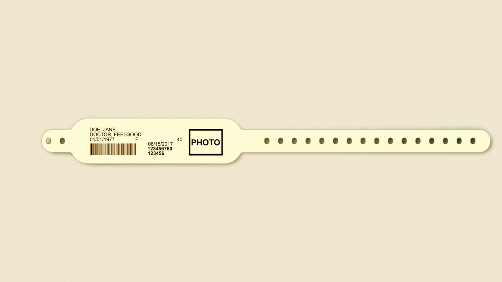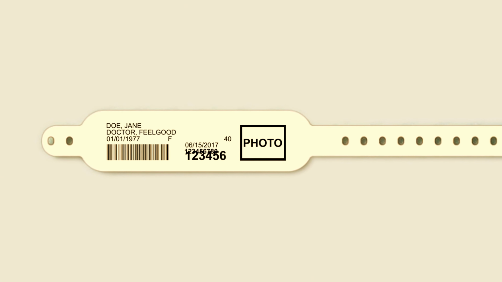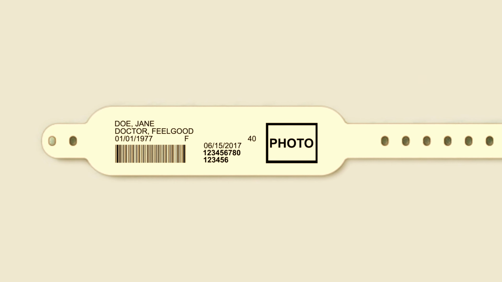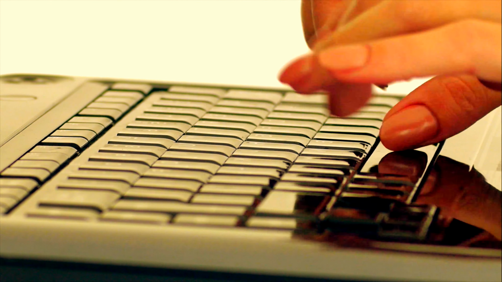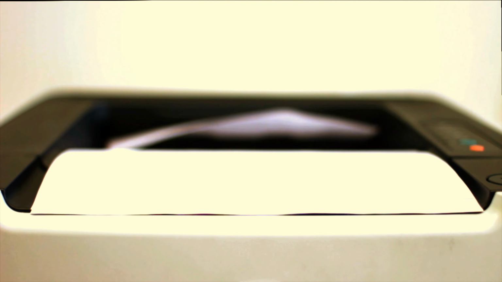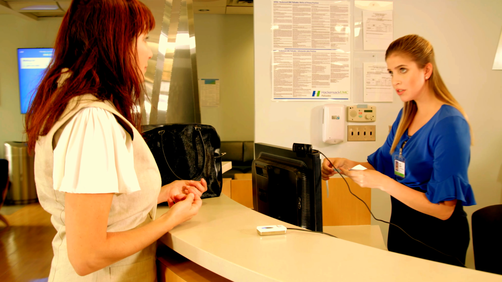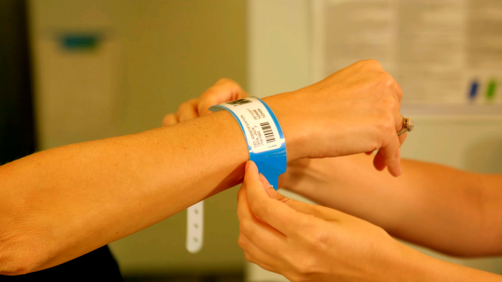The information contained on all patient identification bands are name, date of birth, medical record number, account number, date of admission, and physician's name. Once all information has been uploaded into the hospital's software system, all documents, including the patient ID band and labels, will be printed by the registrar. It is important the registrar verifies the information accurately with the patient before fixing the identification band to the patient's wrist.